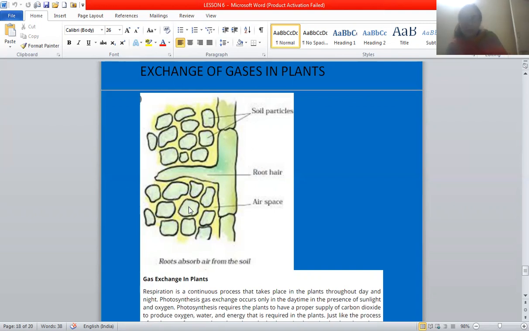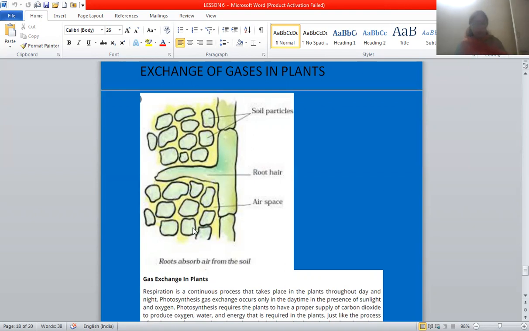What are root hairs? Root hairs are unicellular delicate extensions of the epidermal cells of the root. They are very thin and permeable to respiratory gases. They extend into the air spaces between the soil particles.